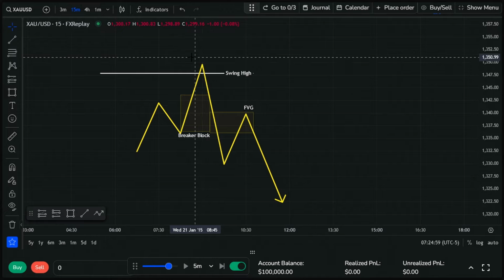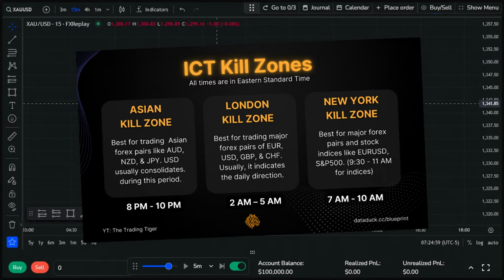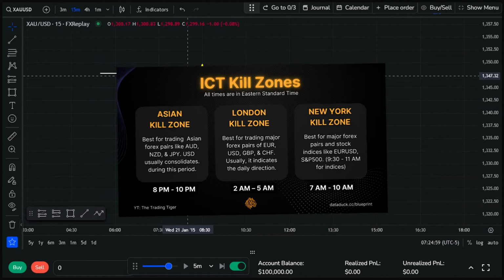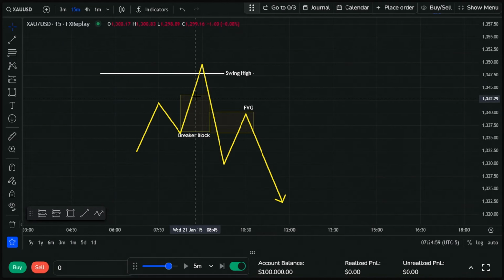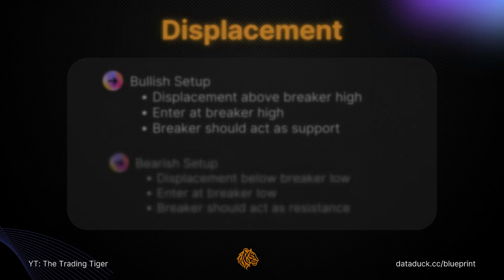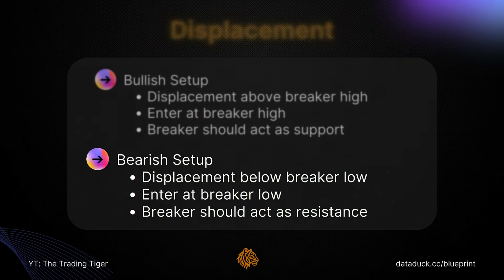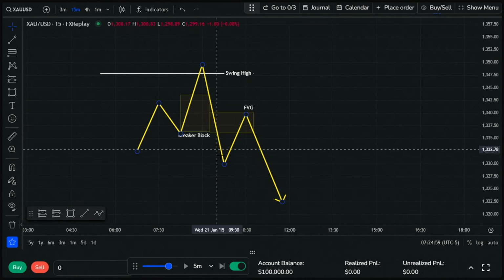Next, timing is everything. Make sure the setup forms during a kill zone, those high-impact periods when the market is most active and volatile. Watch for the overlap between the breaker and the fair value gap. For a bullish setup, you want to see displacement above the breaker high. For a bearish setup, look for displacement below the breaker low. This is the moment the setup comes to life, and your opportunity becomes crystal clear.